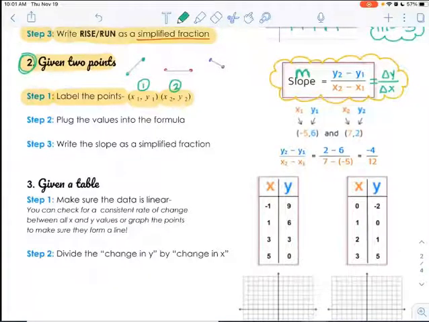Once you have your points labeled, step 2 is going to be very easy. You're just going to plug them in to the formula. So step 2, plug the values into the formula.